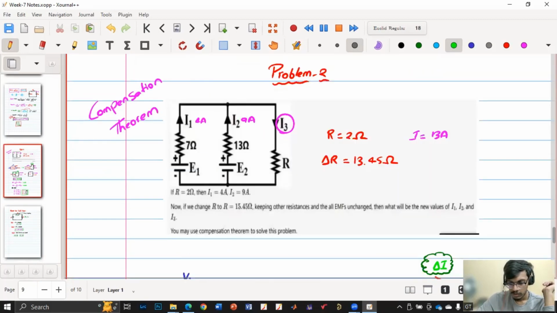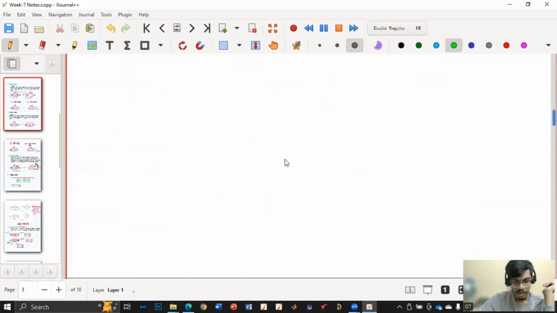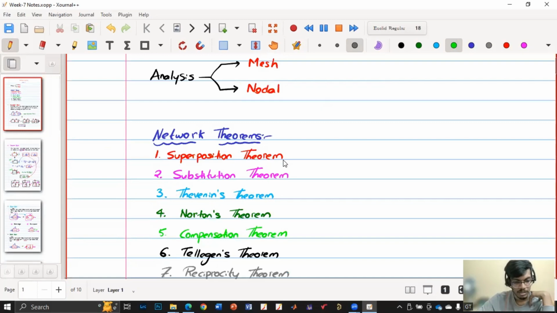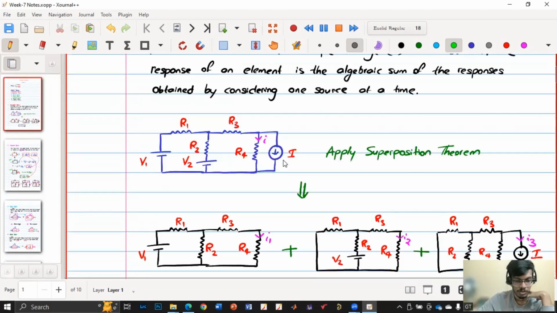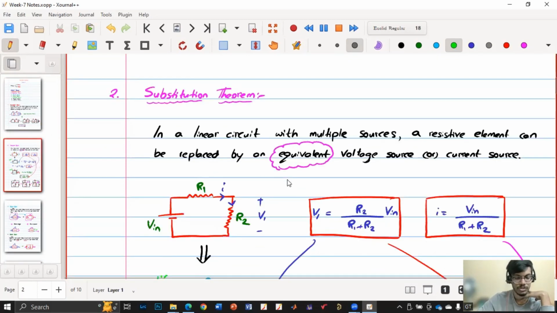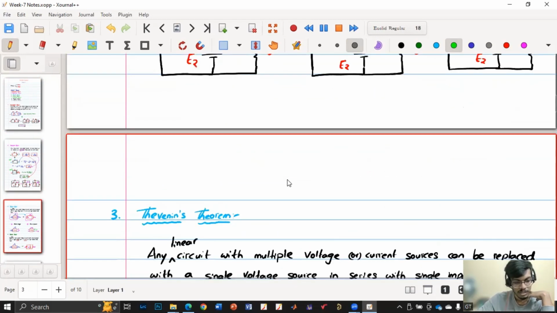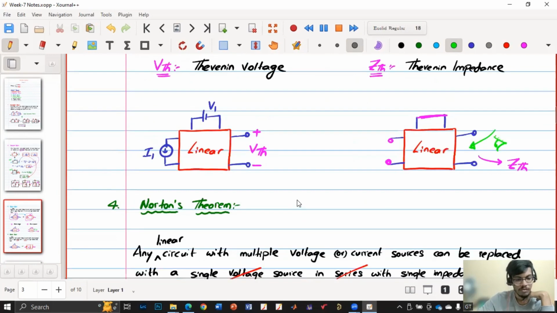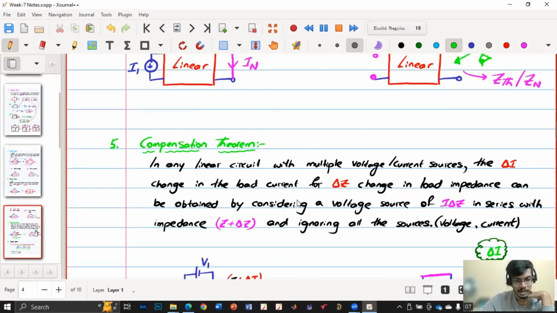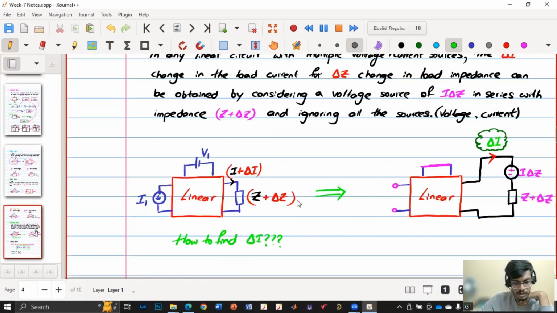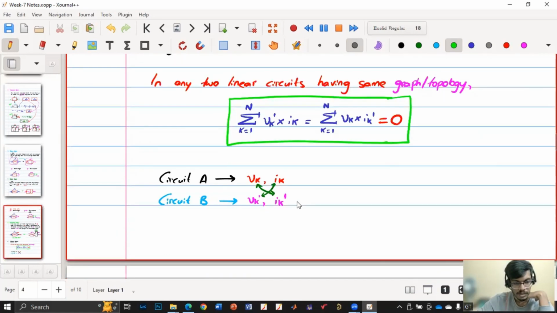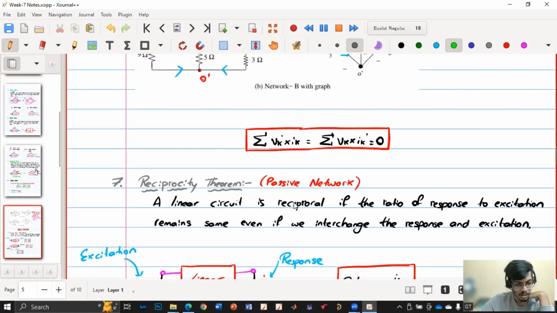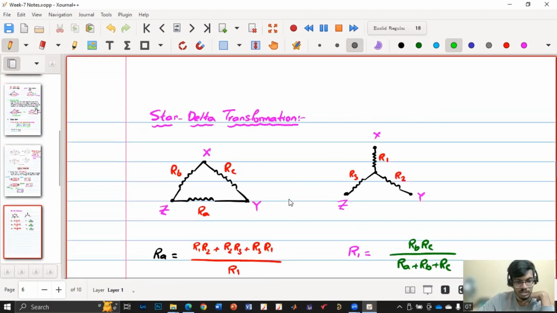So that is it for today. To summarize, we started with the network theorem introduction. First, we discussed the superposition theorem. Then the substitution theorem. Then Thevenin's theorem, and its analogous equivalent, the Norton theorem, followed by the compensation theorem, which is a bit tricky, but it's a very important and good theorem, followed by Tellegen's theorem and the reciprocity theorem. Then we also saw star-delta transformation.